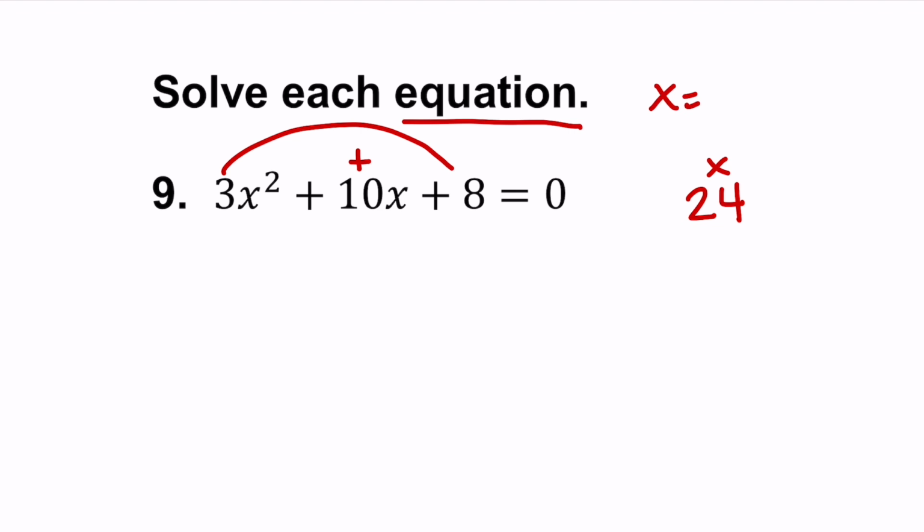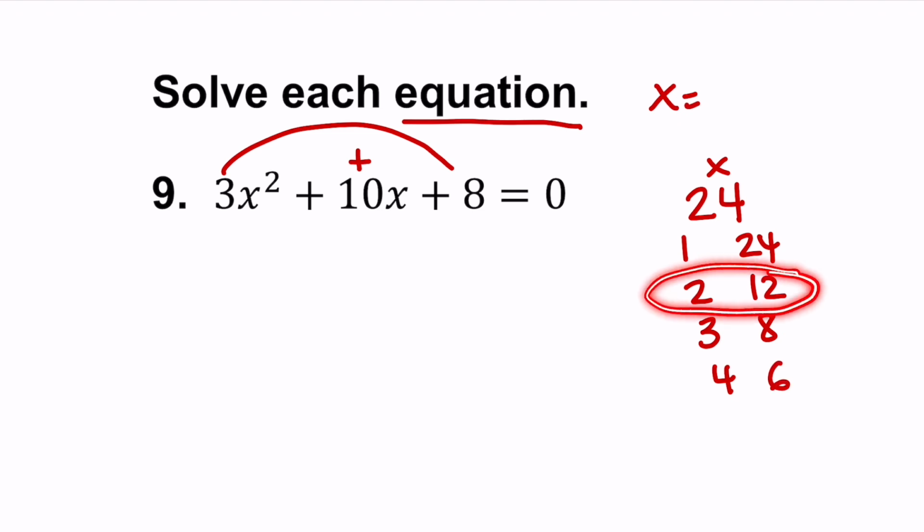So we want two positive numbers: 1 and 24, 2 and 12, 3 and 8, 4 and 6. Now sometimes people will look at things like 2 and 12 and think, well, if I took negative 12 and positive 12 minus 2, that equals 10. The problem with that is a positive 12 times a negative 2 gives us a negative 24, and we need a positive 24. So they both need to be positive.